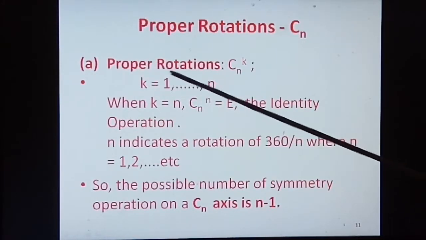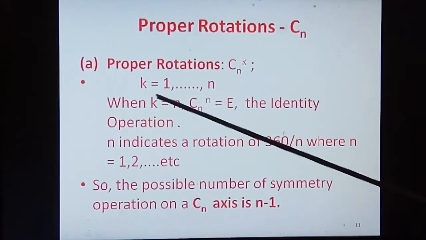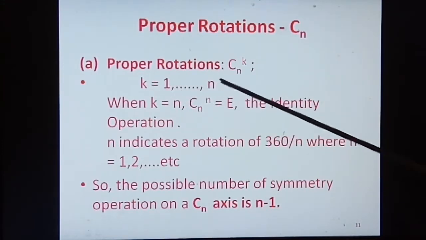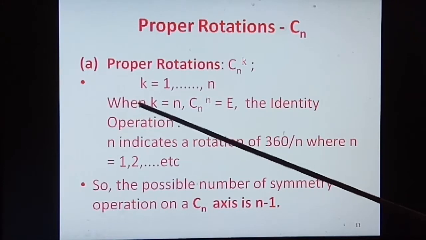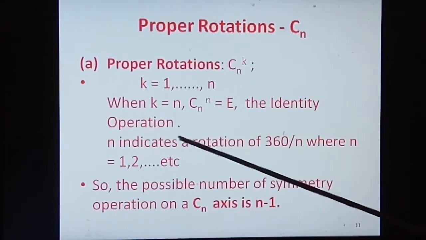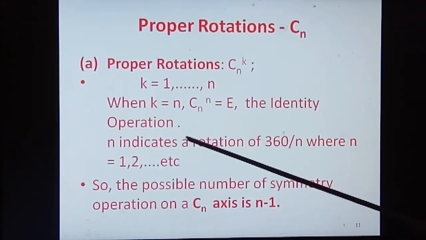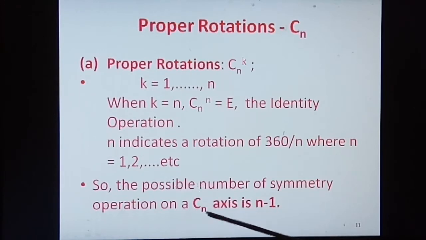The proper rotations can be represented by Cn^k, where k is equal to 1, 2, 3 up to n. When k is equal to n, that is Cn^n, it will be the identity operation. Cn indicates a rotation of 360 by n degrees, where n is equal to 1, 2, 3, etc. So the possible number of symmetry operations on a Cn axis is n minus 1.